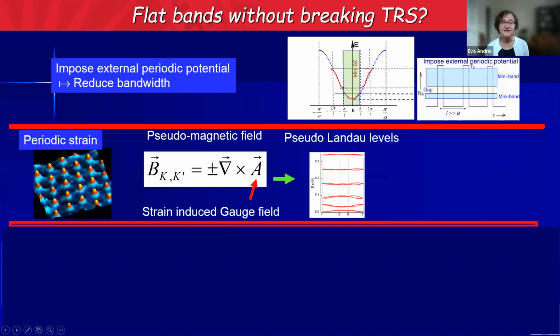In fact, this can be done in two ways, at least. For example, if you apply periodic strain, the strain can give rise to a vector potential, and if it has a curl, it gives rise to what we call a pseudomagnetic field, which has opposite sign in the two valleys. That gives you perfectly flat bands that look exactly like Landau levels. They're called pseudo-Landau levels, which inherently have a non-trivial topology.